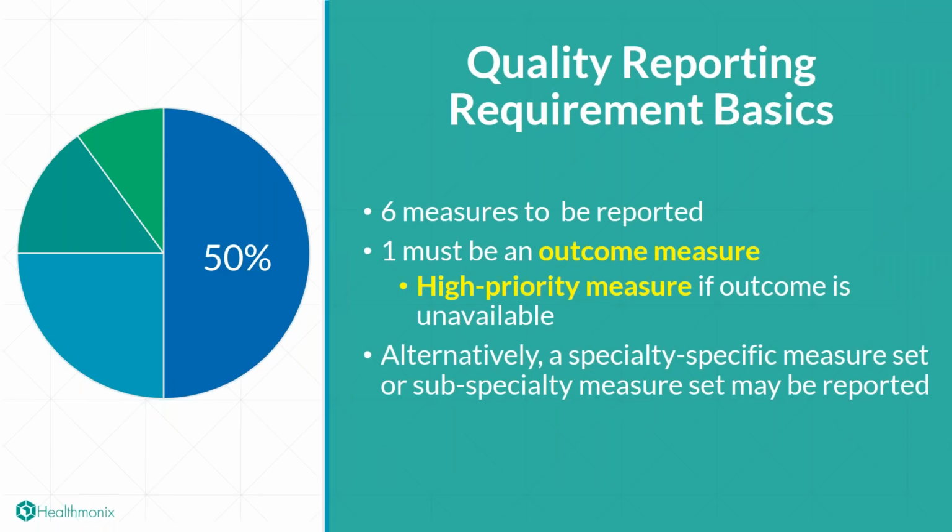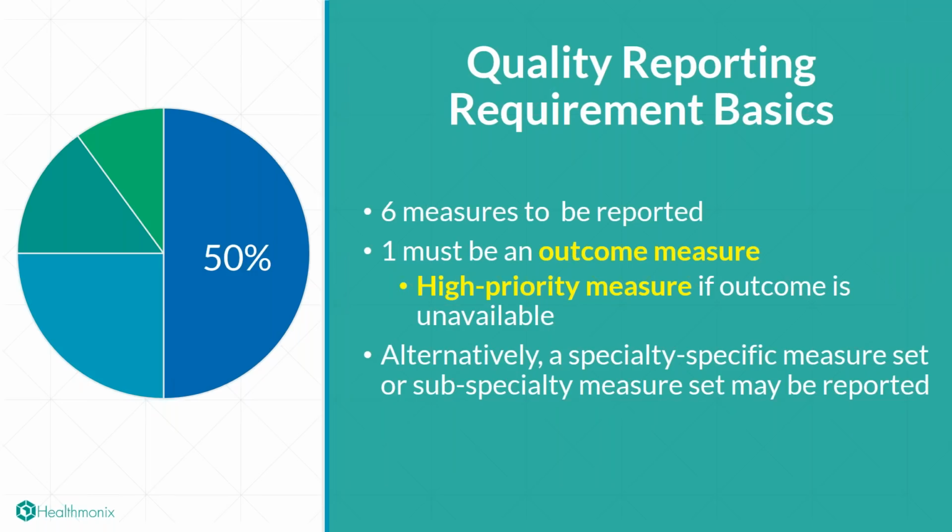So quality will still ask you to report 6 measures, measuring certain clinical quality actions, and you are reporting also on at least one outcome measure. If one outcome measure is not available, you report on at least one high priority measure. So that piece has not changed.